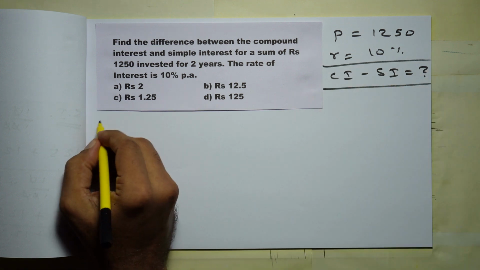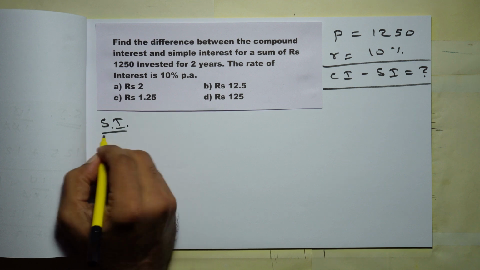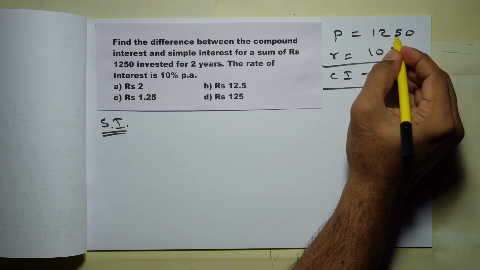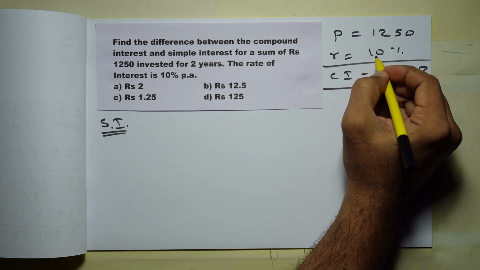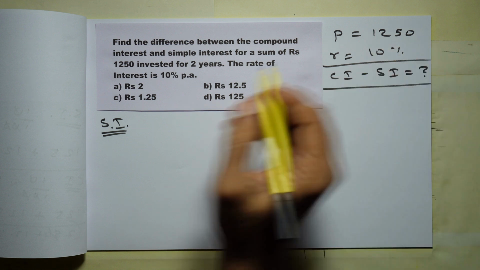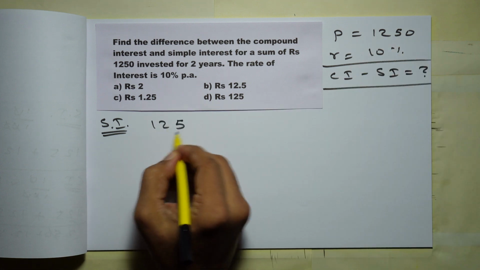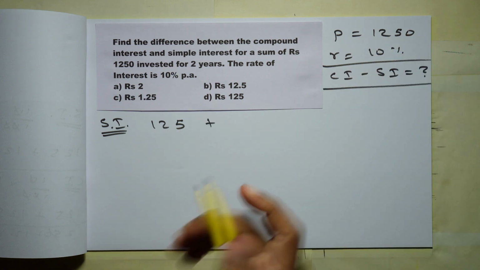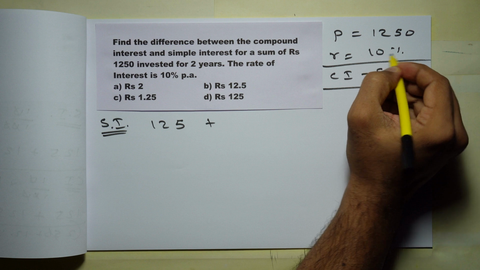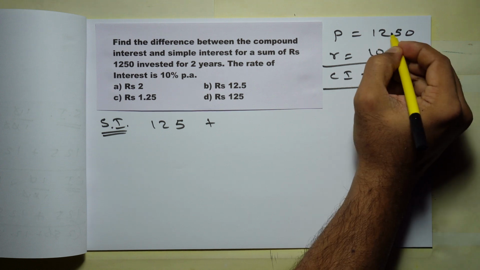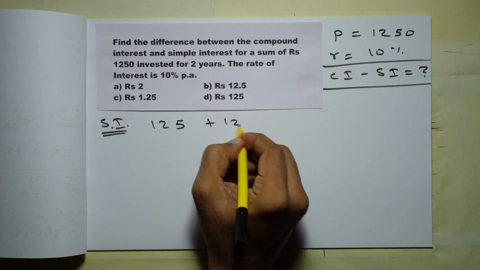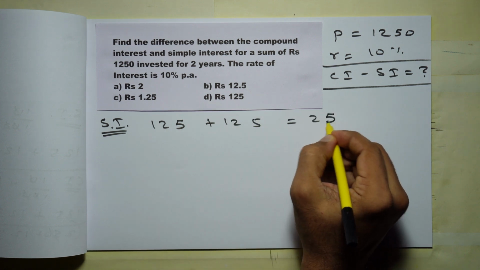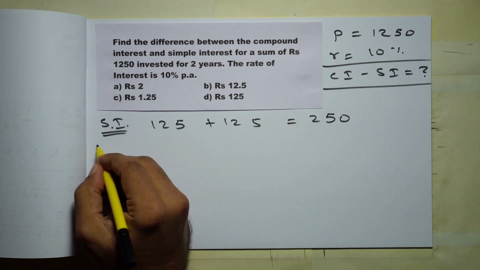So first of all, let us calculate the simple interest that you get for 2 years. Now simple interest for the first year is R% of principal. R is 10%, so 10% of 1250. So first year simple interest will be 125. That is 10% of 1250. You will get it as 125. Second year's simple interest also will be R% of principal, 10% of 1250. You will get it as 125. So simple interest for 2 years is 125 plus 125. You will get it as rupees 250.